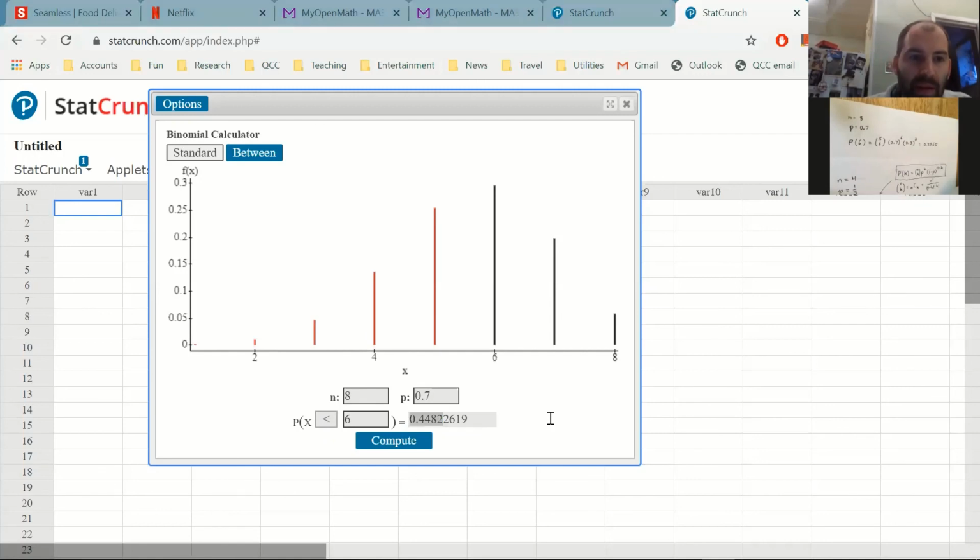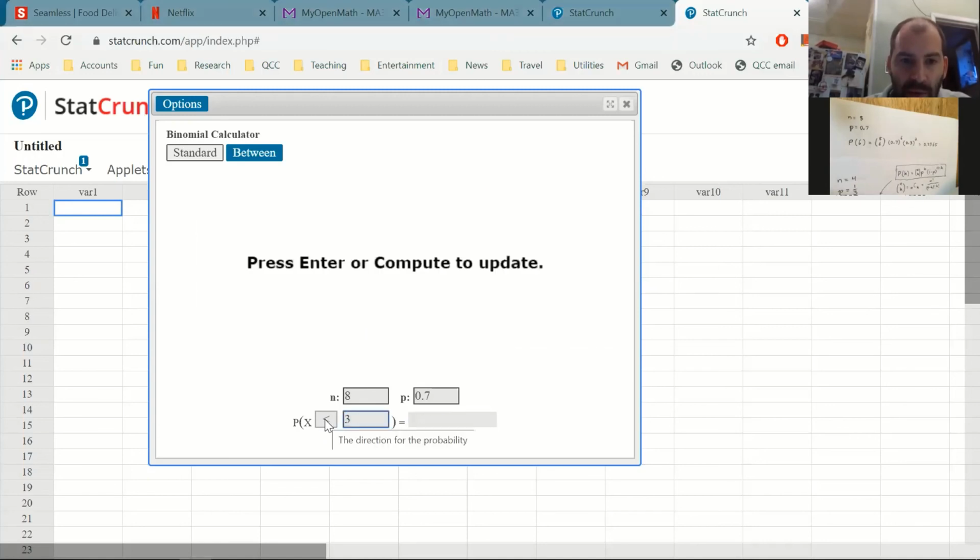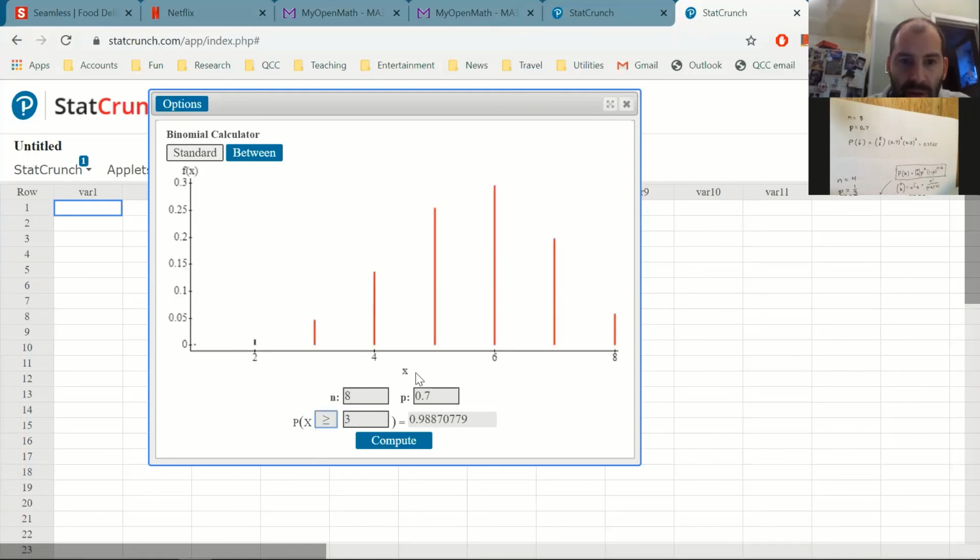And finally, the last problem says at least 3 of them stayed below the insurance deductible. Well, at least 3 means 3 or more, or greater than or equal to 3. So I'll go to StatCrunch, and put 3 and a greater than or equal to sign. It's highlighted in red, all the bars from 3 on up. And we see the probability of getting at least 3 successes is 0.9887. So that's the answer for part C.